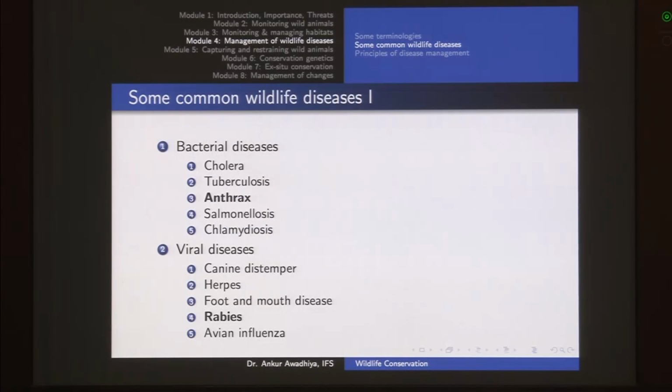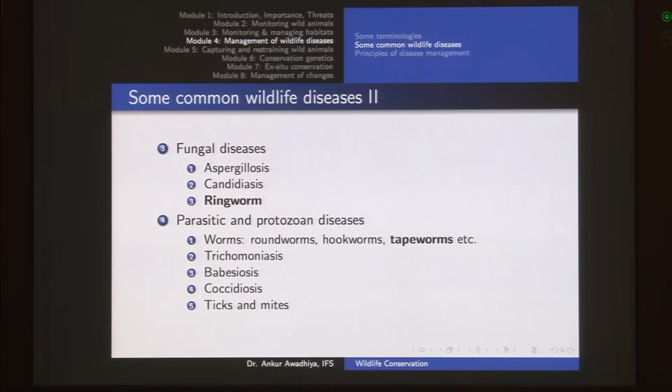Then we had a look at some common wildlife diseases. Bacterial diseases include cholera, tuberculosis, anthrax that we discussed in more detail, salmonellosis, chlamydiosis. Viral diseases are canine distemper, herpes, foot and mouth disease, rabies, avian influenza. Fungal diseases are aspergillosis, candidiasis and ringworm. And parasitic and protozoan diseases include worms, trichomoniasis, babesiosis, coccidiosis, ticks and mites.